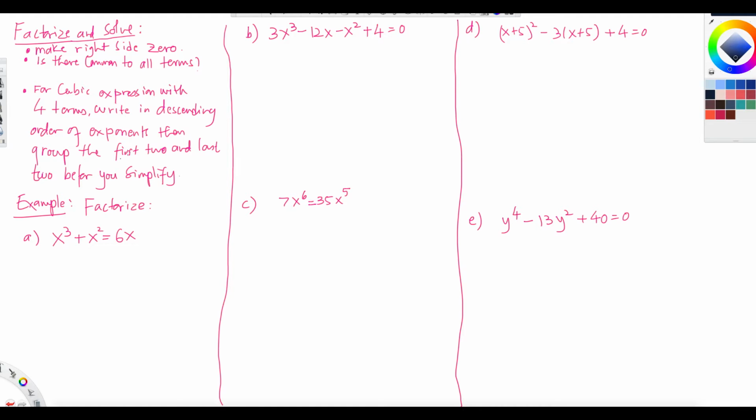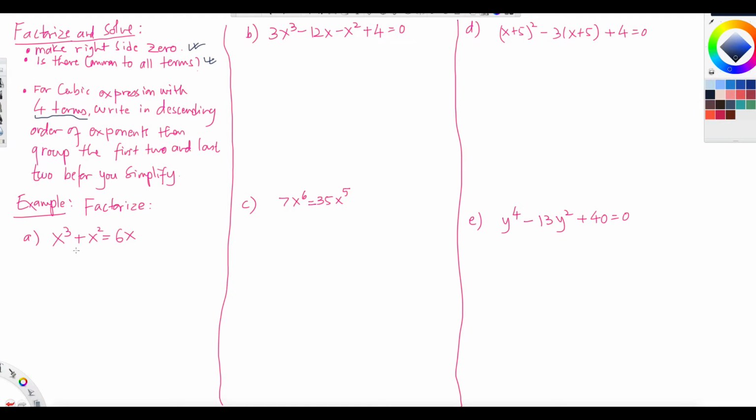As usual, if you are solving any equation, the first thing you should do is make the right side 0, and look at whether there are any common terms among all the terms. If there is anything common, you take that out first and then work with the things inside the parenthesis. For the cubic expression with 4 terms, write in descending order of exponent, then group the first 2 and the last 2 terms. If there are 3 terms, we first look for anything common, take that out, and then work inside the parenthesis. Let's see some examples.